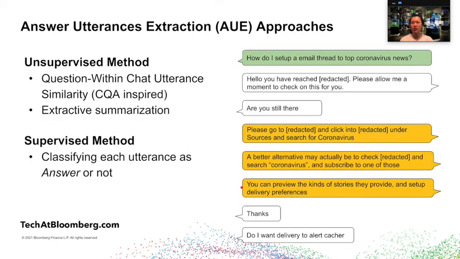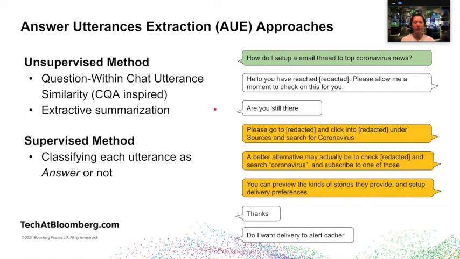Next, I'm going to talk about the AUE subtask. Answer utterance extraction essentially is trying to locate where the answers are in a live chat. We investigate unsupervised and supervised methods. The first unsupervised method is the CQA-inspired method, question within chat utterance similarity. It's trying to find the most similar utterance with respect to the question.